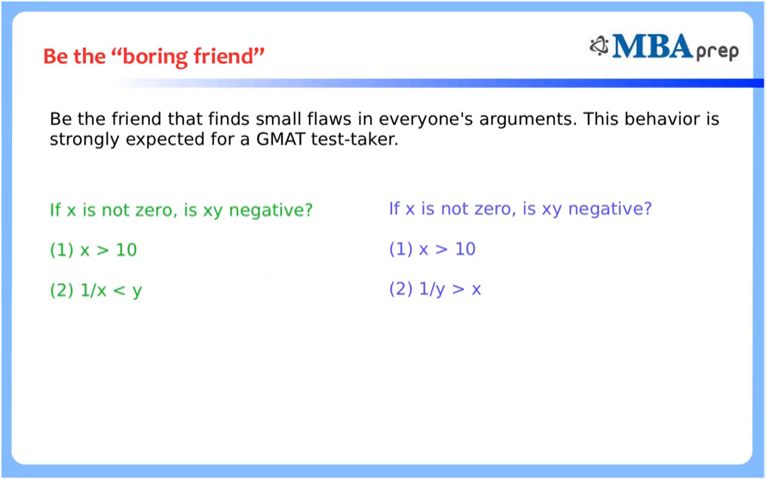Also, you could be the boring friend. Being the boring friend, you know, the guy that you say something to and he always finds something wrong about what you said, be this guy. This is expected behavior, and I'm going to explain why. We have here two different questions, one in green, one in purple. They are very similar. I just want to know if the product xy is negative. First statement, x is greater than 10, therefore it's positive.